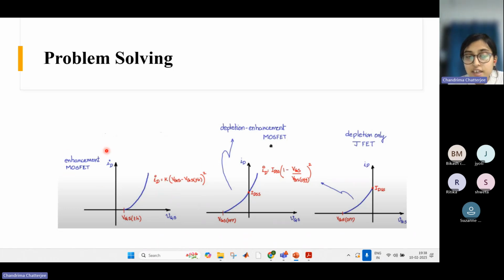And this is the enhancement type MOSFET. Why is this called an enhancement type MOSFET? Because whenever we provide a positive gate to source voltage, at that time a channel is formed and the carrier concentration increases, right? A channel is formed because the electrons are attracted towards the positive terminal of the capacitance, right? We saw this.